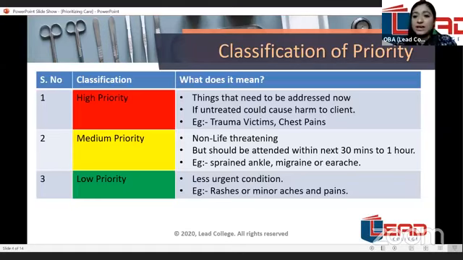So all these patients are low priority patients. Okay, so the first thing that you should remember when handling your priority questions is which category the conditions listed on my question paper, on my options, fall into. Okay, whether they are high priority, medium priority, or low priority.